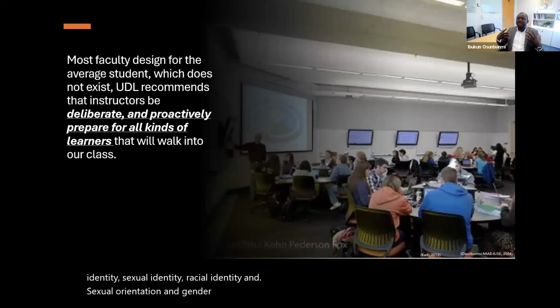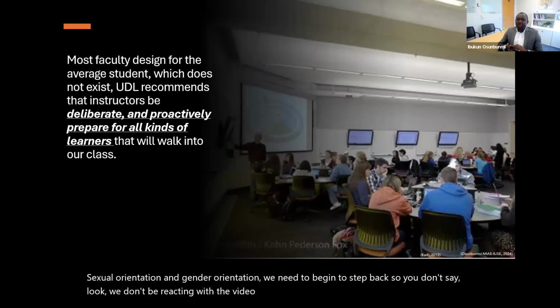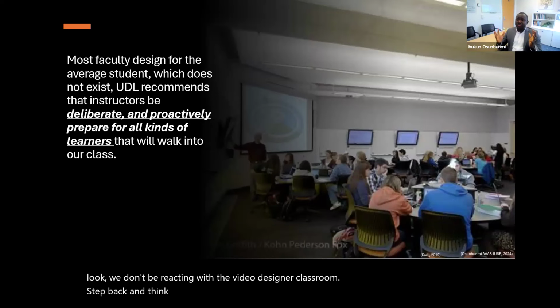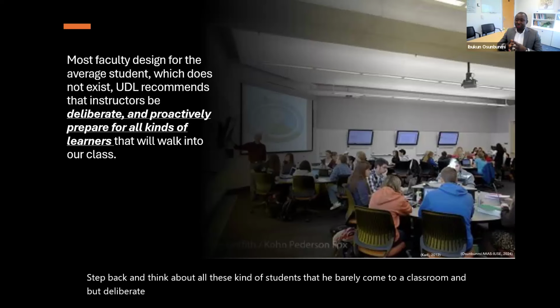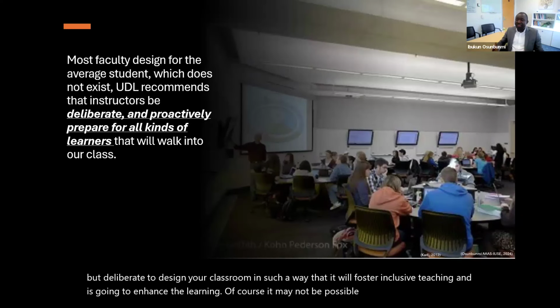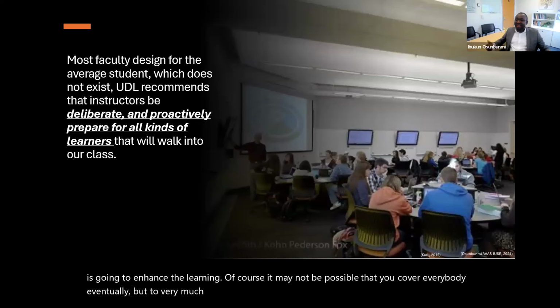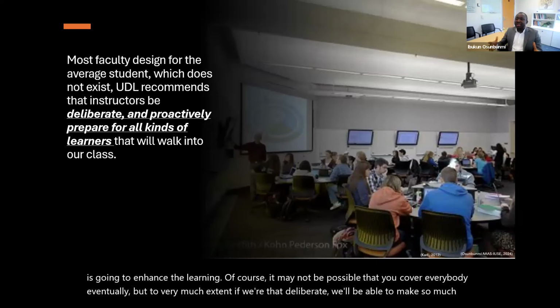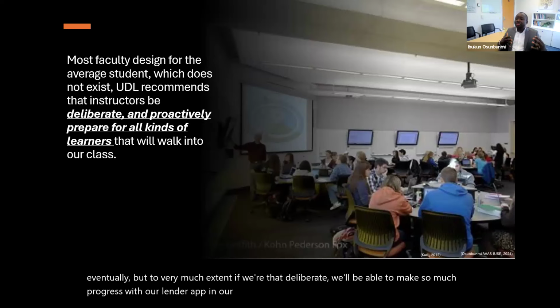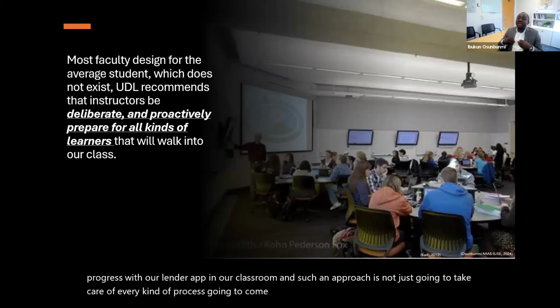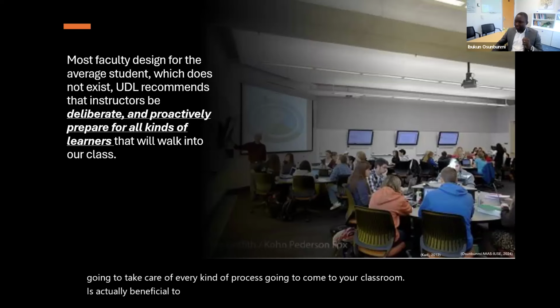We need to begin to step back. So UDL says, look, don't be reactive with the way you design your classroom. Step back and think about all these kinds of students that are going to come to a classroom, and be deliberate to design your classroom in such a way that it will foster inclusive teaching and enhance learning. Of course, it may not be possible to cover everybody, but to a very large extent, if we're that deliberate, we'll be able to make so much progress with learning in our classroom. And such an approach is not just going to take care of every kind of student that's going to come to your classroom, it's actually beneficial to each individual student that comes in.